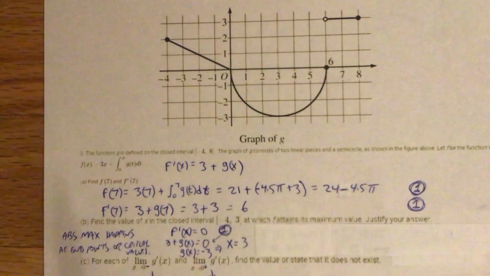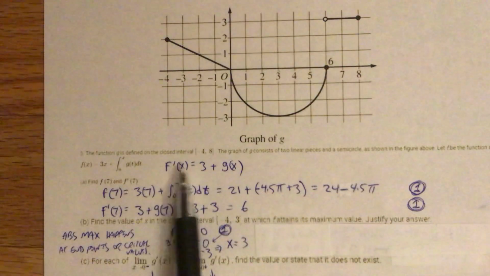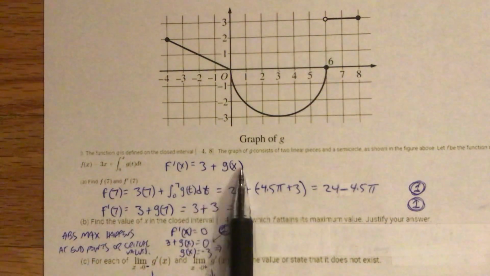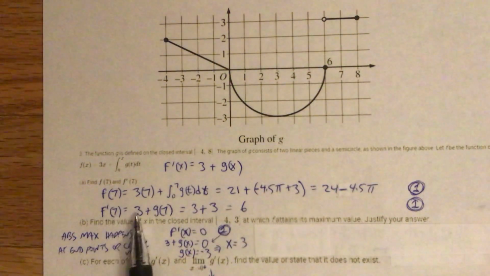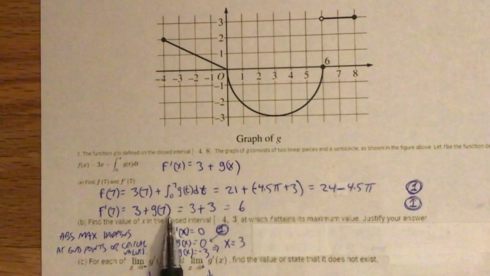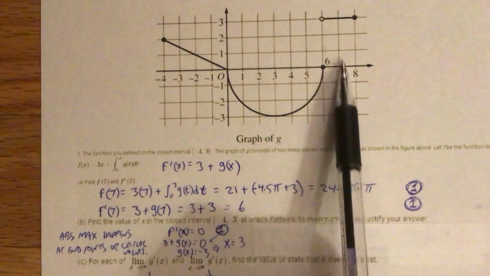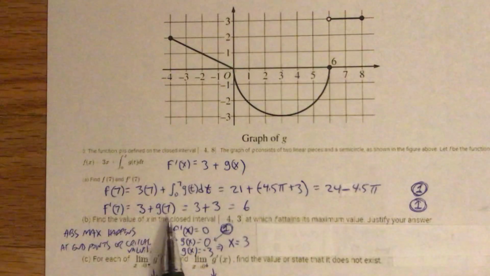f prime of 7 is actually a little easier because f prime is easier to evaluate. It's 3 plus g of x. So f prime of 7 is 3 plus g of 7, and g of 7 is just the y value at 7, which is 3. So this value is also 3.